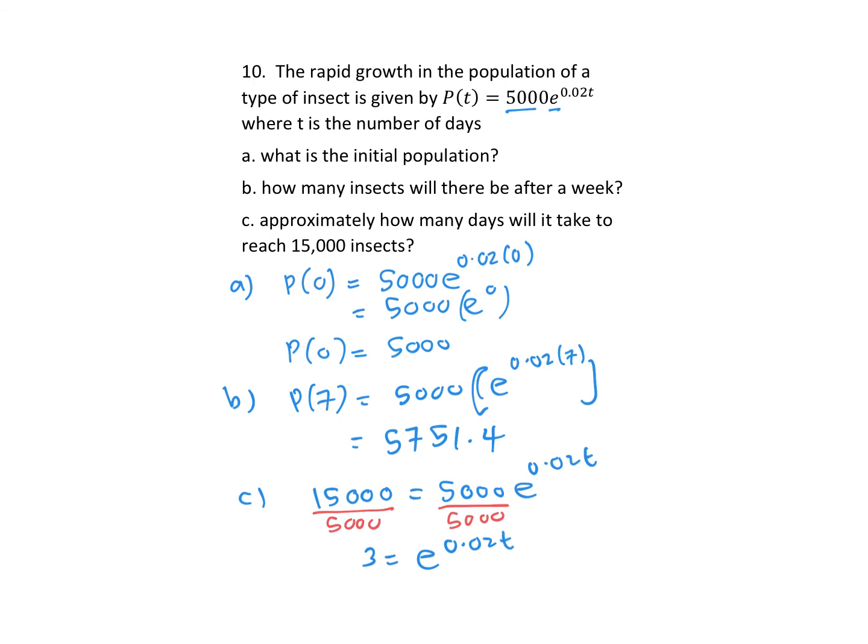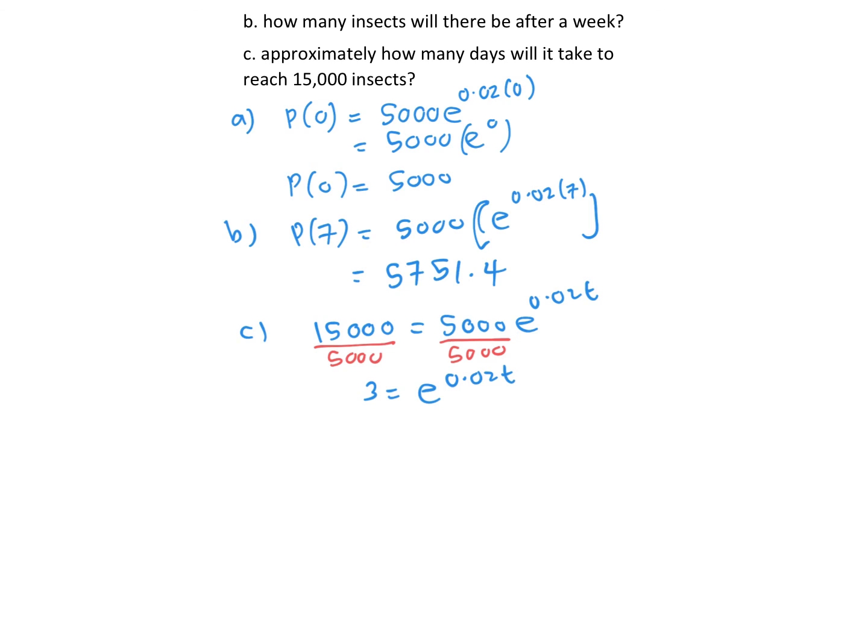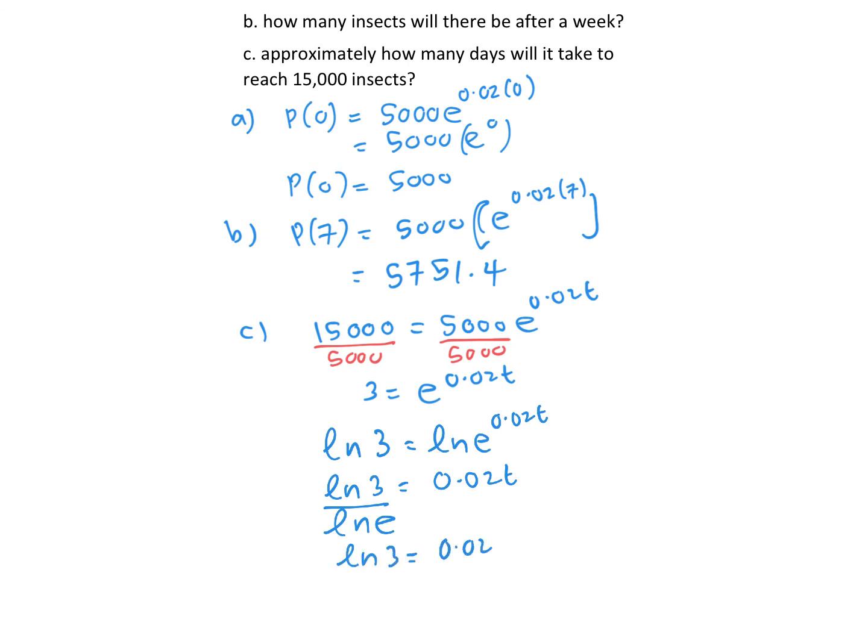And then we will ln both sides. Then let's isolate for the variable. We'll bring down the power 0.02t, and then divide by ln e. So that's going to go over here. Well, we know ln e is 1, so that's just going to be ln 3. And then we divide ln 3 by 0.02, which will give us the value for t. So t works out to be approximately 54.9 days.